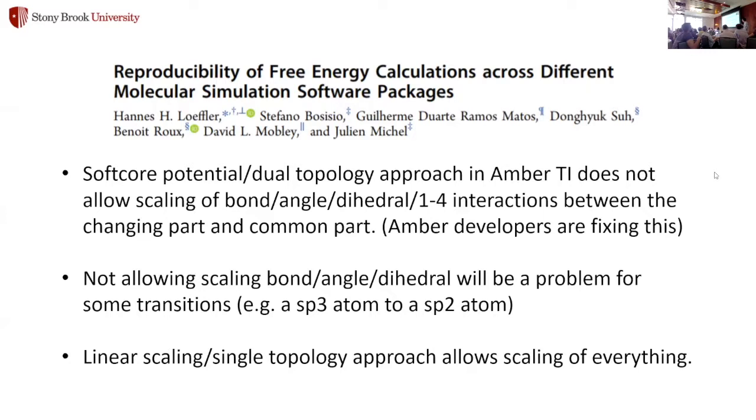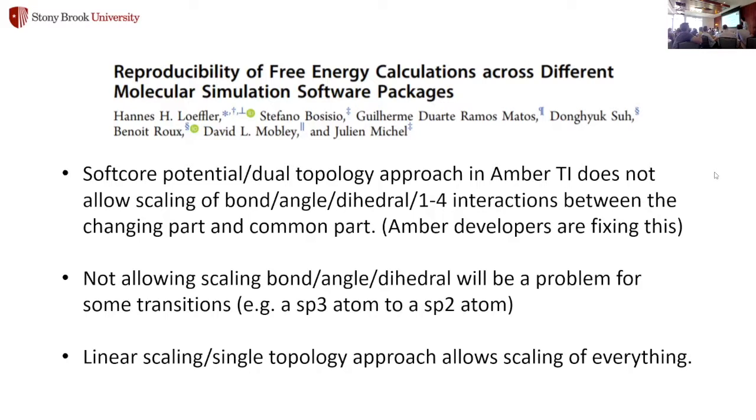So what's wrong with soft core dual topology in TI? It doesn't allow scaling of bond, angle, dihedral, 1,4 van der Waals and electrostatic interactions between the changing part and the common part. There are two levels of issues here. One level is not allowing scaling of bond, angle and dihedral, and the other, more serious level of issue is not allowing 1,4 potential scaling. Amber has already fixed some of them. I remember 1,4 is already fixed, so it's safe now.